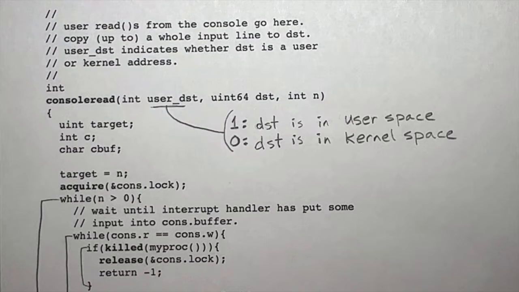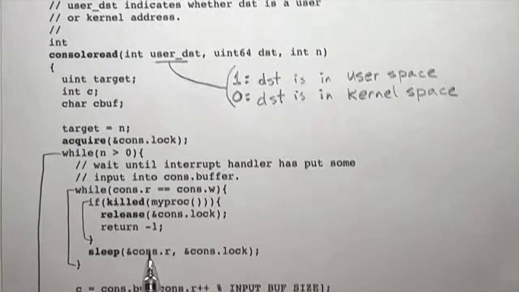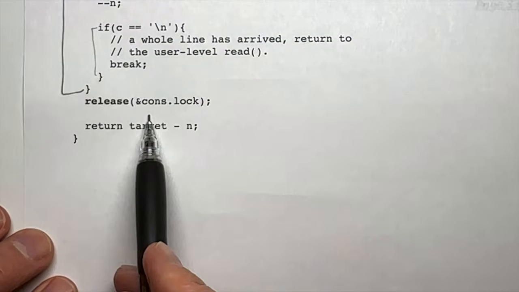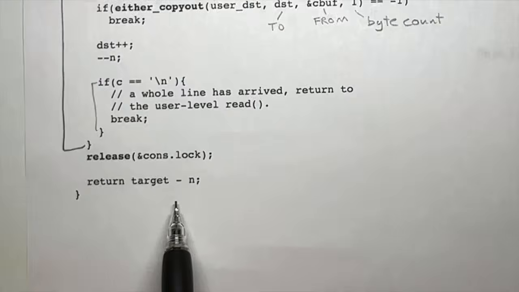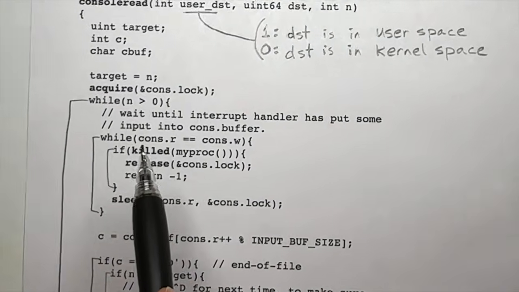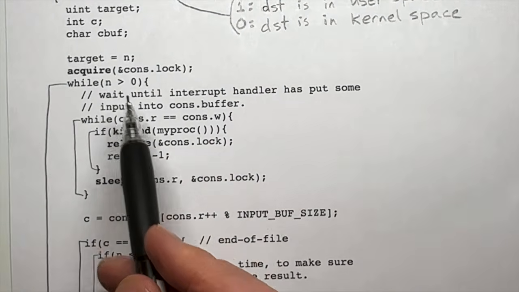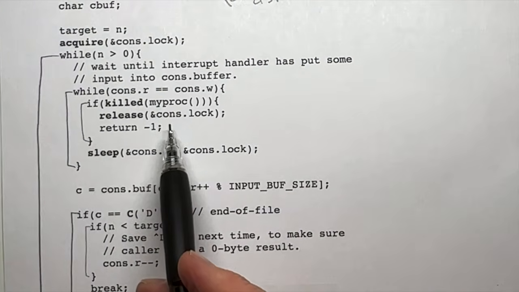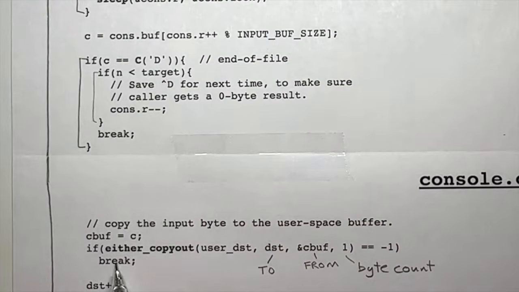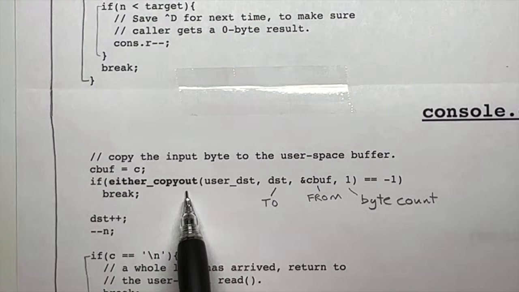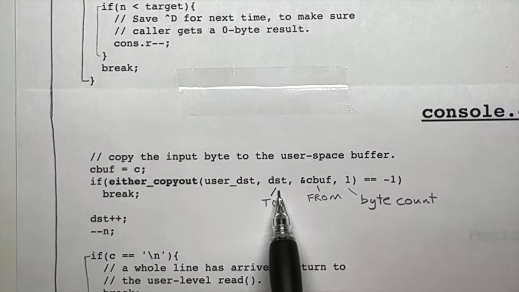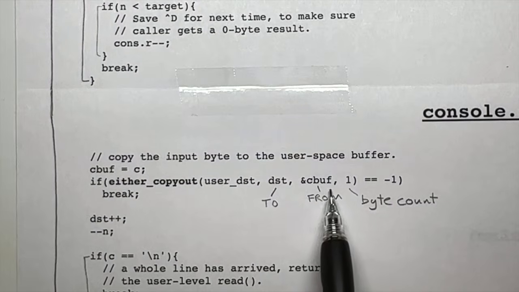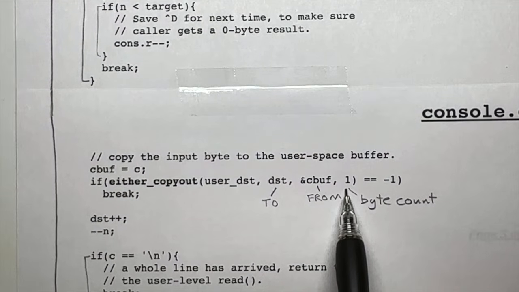We're going to get data out of the buffer, so we begin by acquiring the lock. Then, after we're done, we release the lock and return the number of bytes we actually read. Each iteration of this while loop will take one byte out of the buffer and move it into the virtual address space. We use the either copy out function to move the byte into the virtual address space. Destination is the destination address, and we increment it after the move. And this 1 is the byte count, so we move 1 byte at a time.